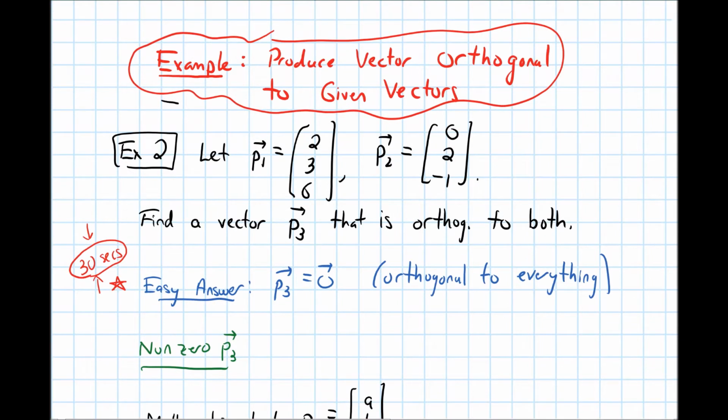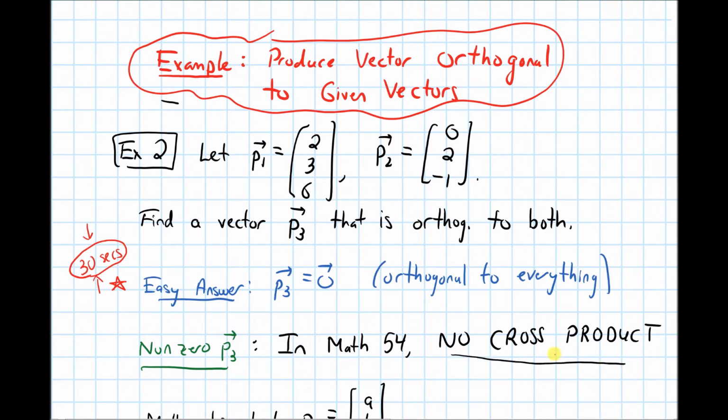So if you've taken multivariable calculus before, you might remember something called the cross product to generate perpendicular vectors. But in Math 54, we don't have a cross product. There is no cross product for us to use. If we let ourselves use the cross product, that would certainly be a way to do this. But let's try to do this just using linear algebra techniques, so no cross products.